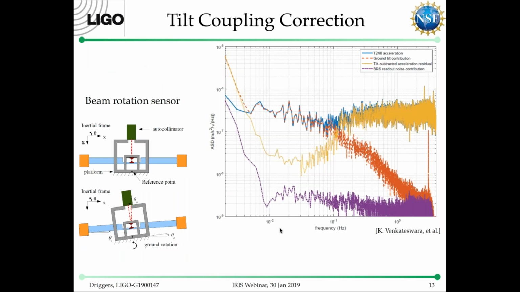Here on the next slide is just a quick cartoon of how the beam rotation sensor works. It sits on the floor, and then the beam rotation sensor itself is holding still in an inertial reference frame where the ground rotates, and then you just can measure this angle between the inertially isolated beam rotation sensor and the ground and get a good estimate of how the ground is tilting independent of any horizontal motion.